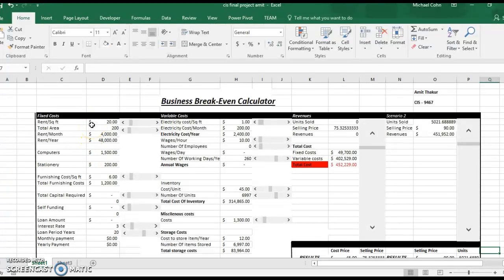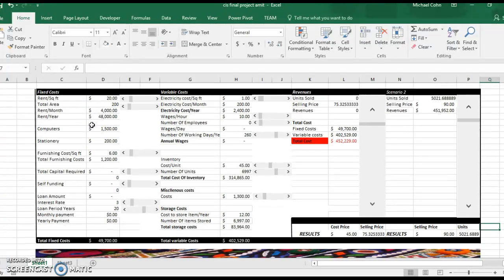So my project's main screen is basically divided into four sections: a fixed cost section, a variable cost section, a revenue section, and a scenario section.